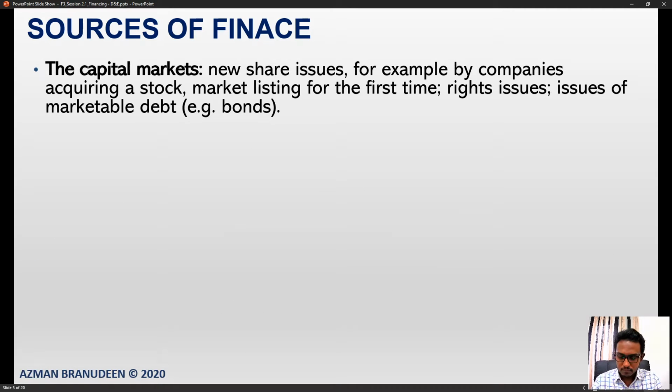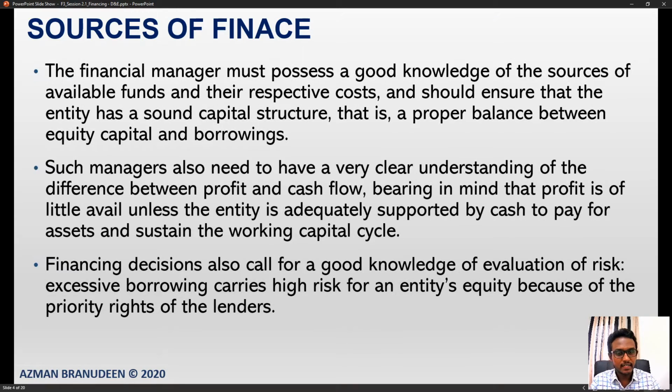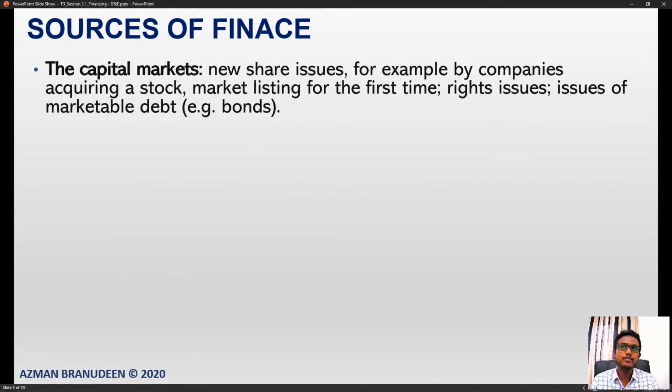With all this knowledge, with all this understanding of what a financial manager is supposed to be good at, we have to figure out where can I get the money from? So you have a few places. One is obviously the capital markets, where there are new share issues, for example, by companies acquiring a stock market listing for the first time, rights issues, and marketable debt, for example, even bond issuances. This is a market where money is available to tap into. If people like you, they will give you money.